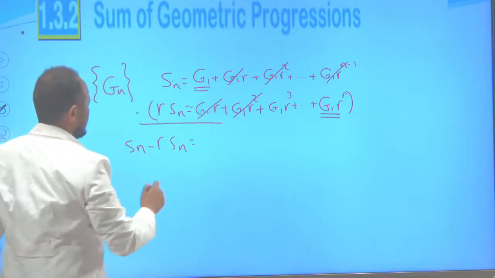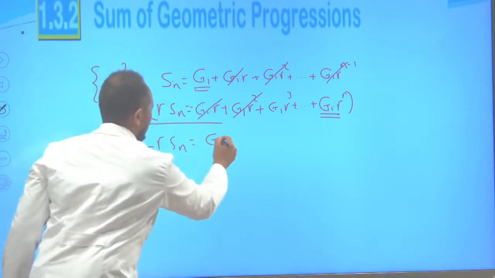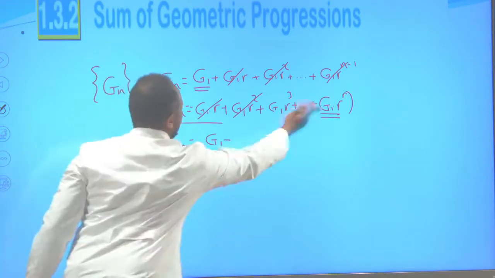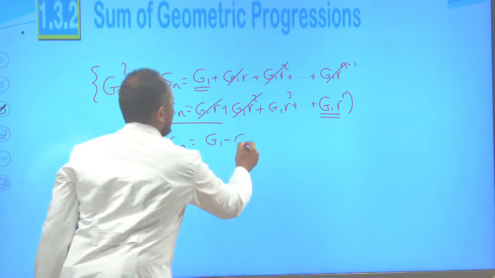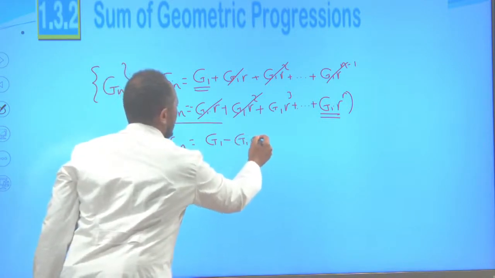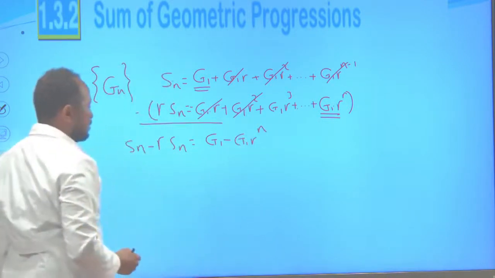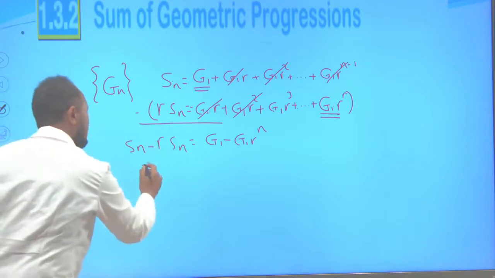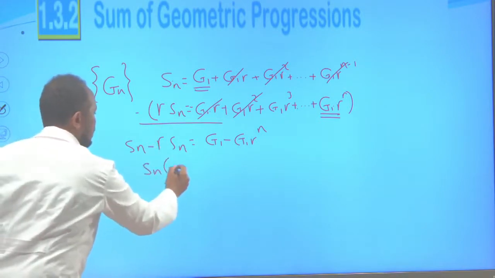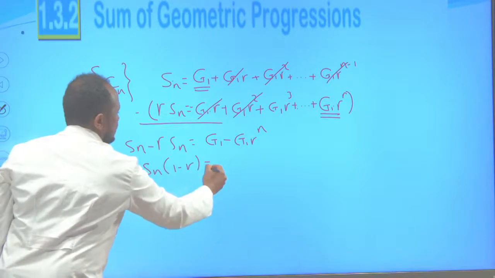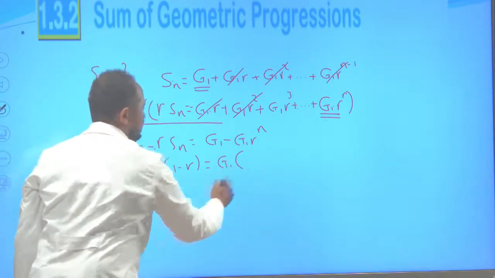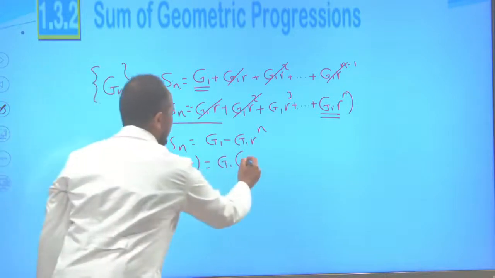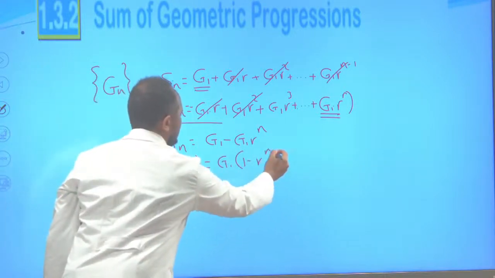So you will have this answer, g1 minus g1 times r raised to n, since you are subtracting. So you can factor Sn here, Sn times (1 minus r), is equal to, taking g1 outside, g1 times (1 minus r raised to n).